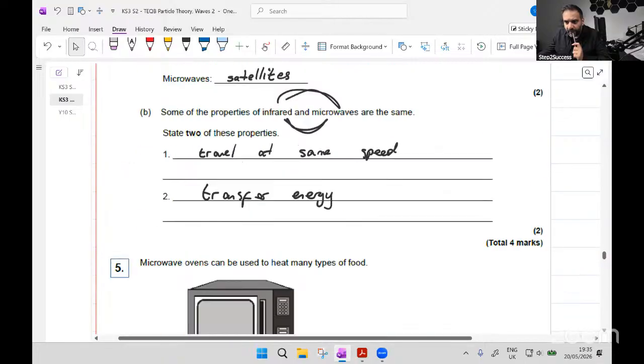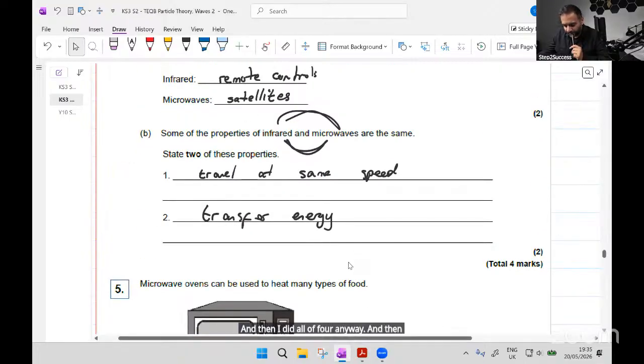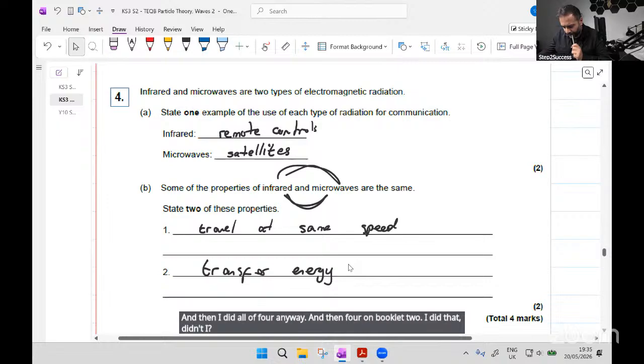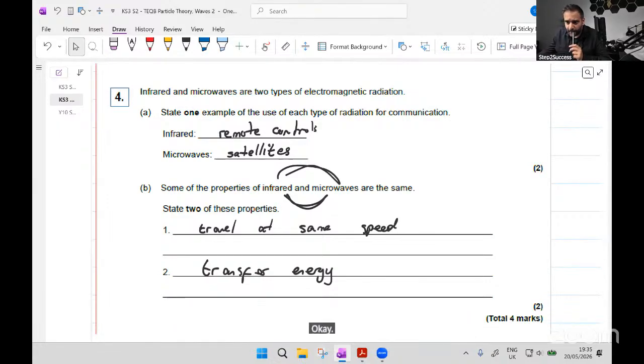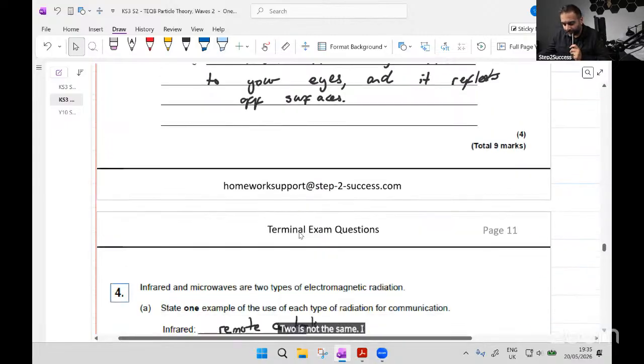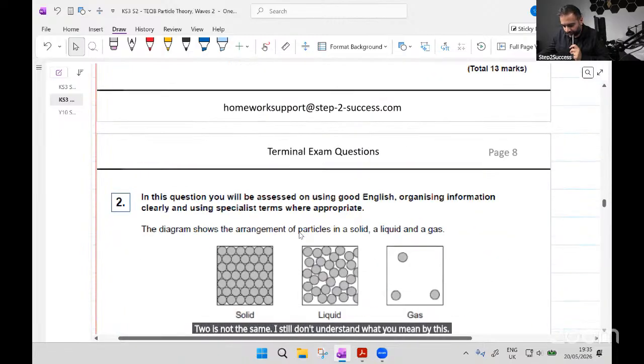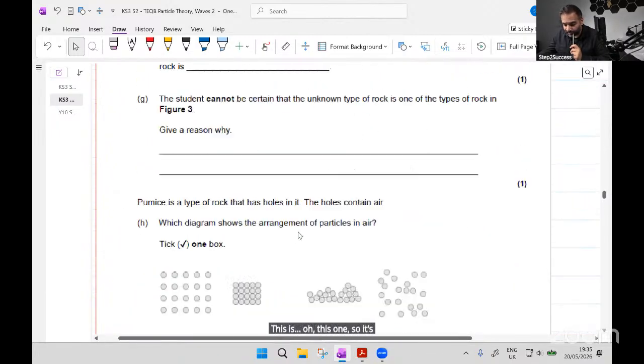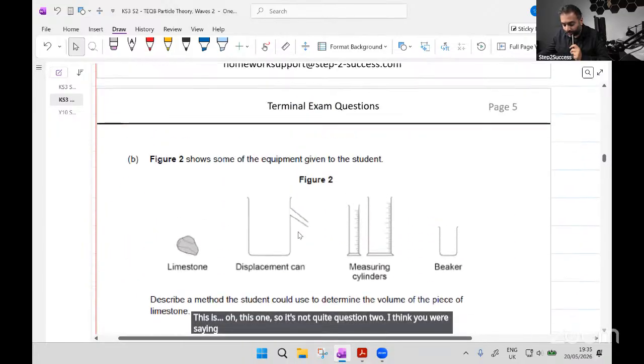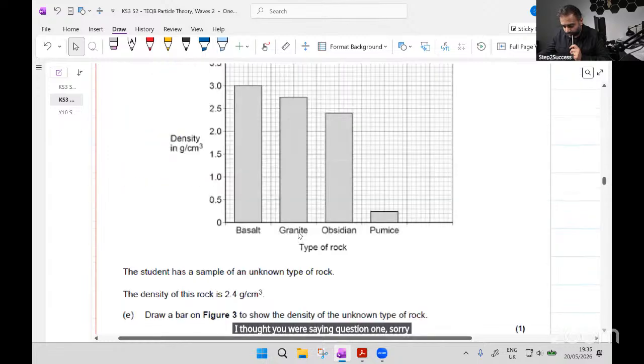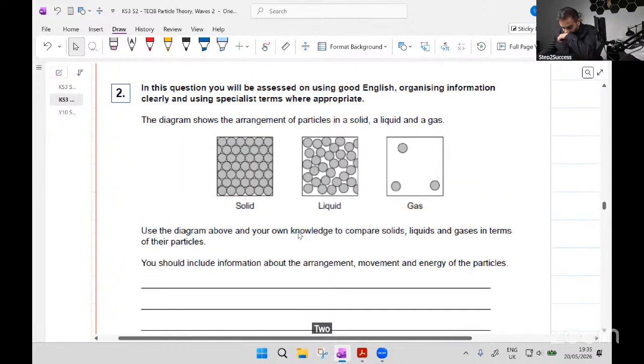And then I did all of 4 anyway. And then 4 on booklet 2. I did that, didn't I? Yeah. Okay. 4 on 2. Yeah, okay. Did that. 2 is not the same. I still don't understand what you mean by this. Oh, this one. It's okay. Question 2. I thought you were saying question 1. Sorry. 2. Okay. Question 2.